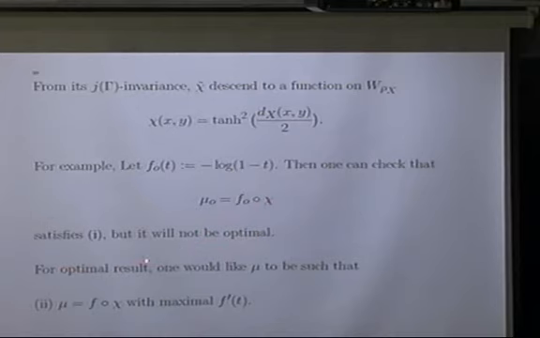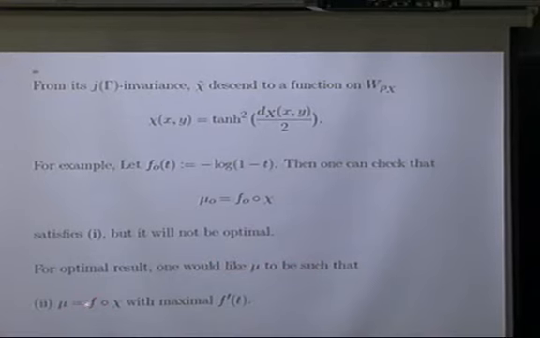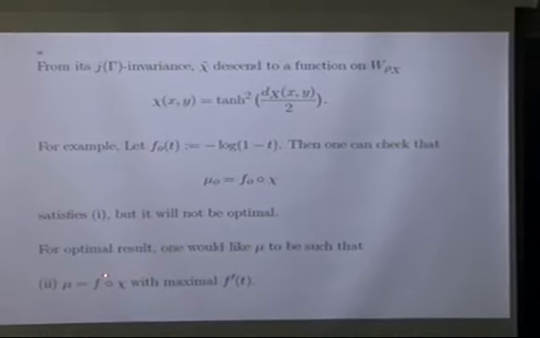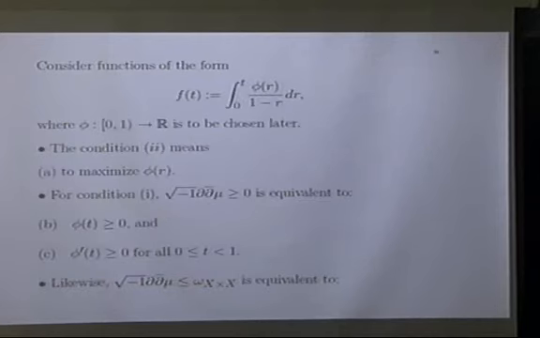But for optimal results, we actually need to modify this mu 0 to some mu. In the proof, to get the optimal result, you write mu as f composed with this chi. And for optimal results, you want f prime, the derivative of f, to be as big as possible. That is the condition for optimality. Here you can write your function f as the integral of some function phi over 1 minus r. So for f prime to be maximal, you want phi to be maximal.